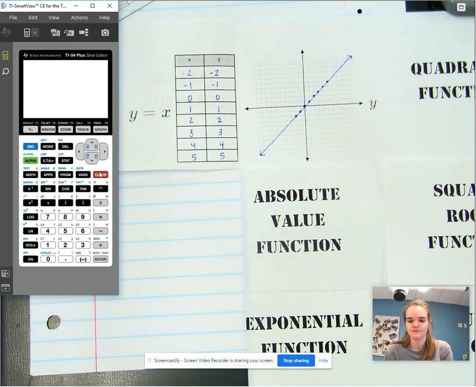All right. Let's talk about a quadratic graph.